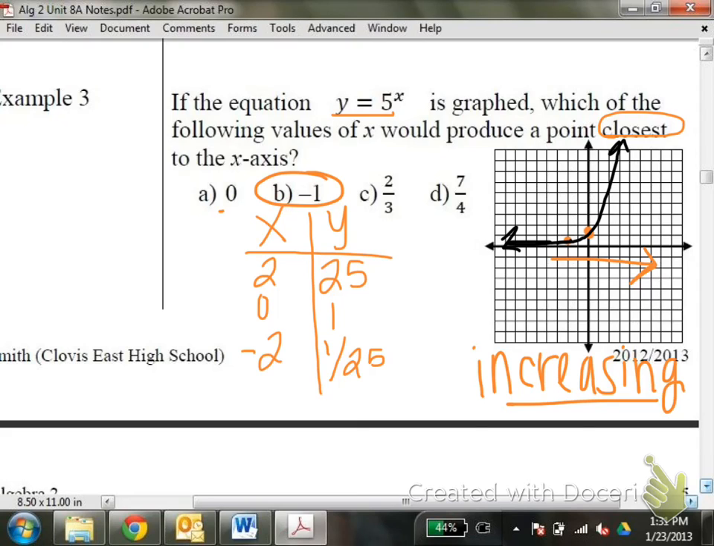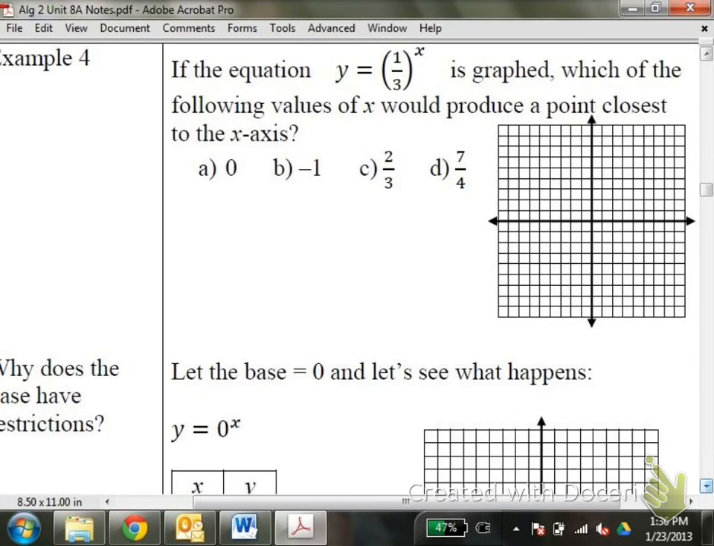What would it look like if one of the answers were, look at my equation here, y equals 1/3 to the x power? Which of the following would produce a point closest? When my base was 5, it was not a fraction. Was that an increasing or a decreasing graph? Do you guys remember? The one that we just did, it looked like this. That's increasing.